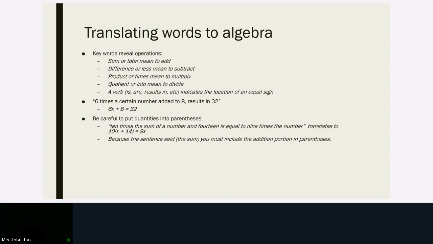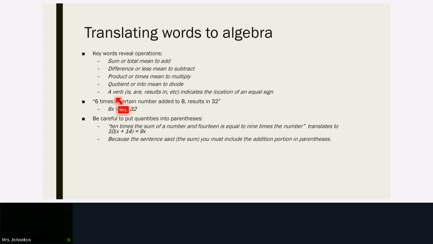When it comes to writing equations from word problems, you're looking for some key words that you can translate from English into algebra. You're probably familiar with some of these. Sum or total would probably mean to add. Difference or less than means to subtract. Product or times means you better multiply. And then the quotient or into or groups means to divide.